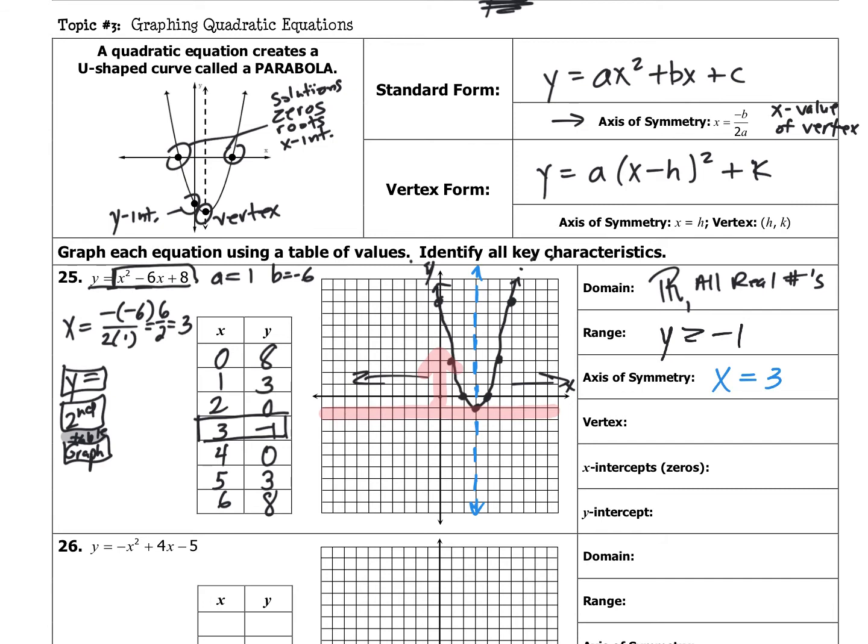The vertex right here, that's the point in the middle of the table, so 3, -1. The places where this graph crosses the x-axis, here and here, are 2 and 4, and I always like to list them from least to greatest. And the y-intercept, the place where the graph crosses the y-axis, is up here at 0, 8.